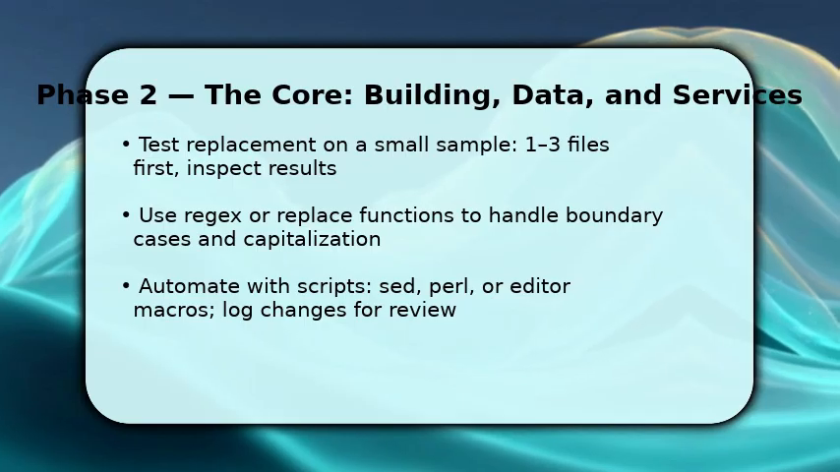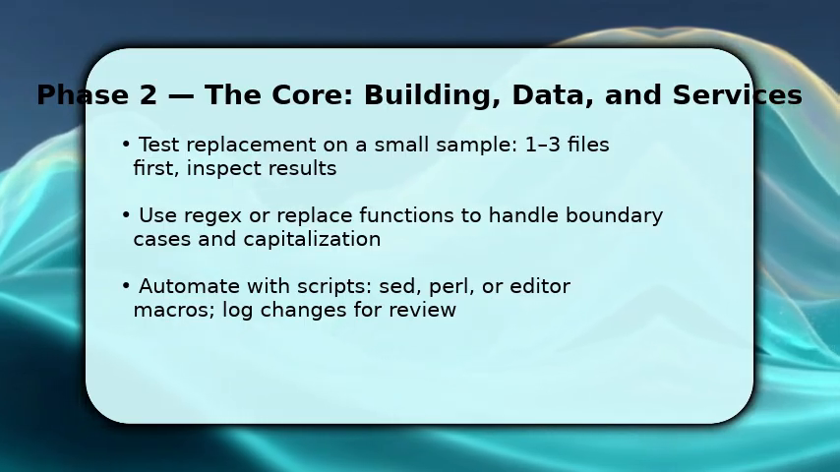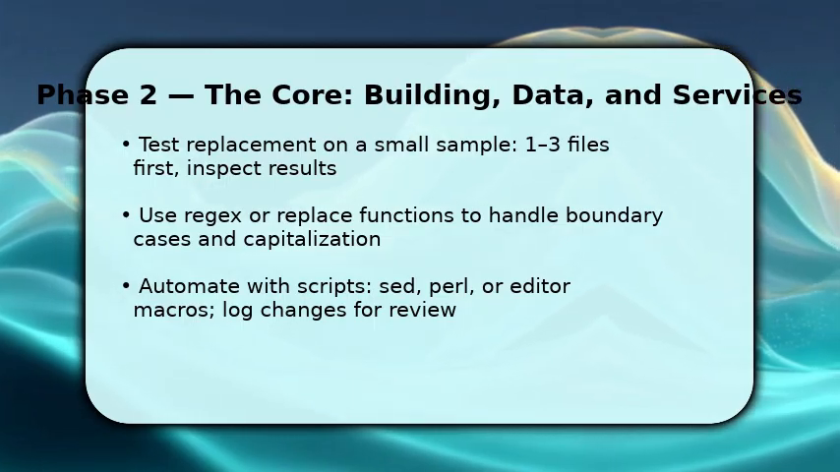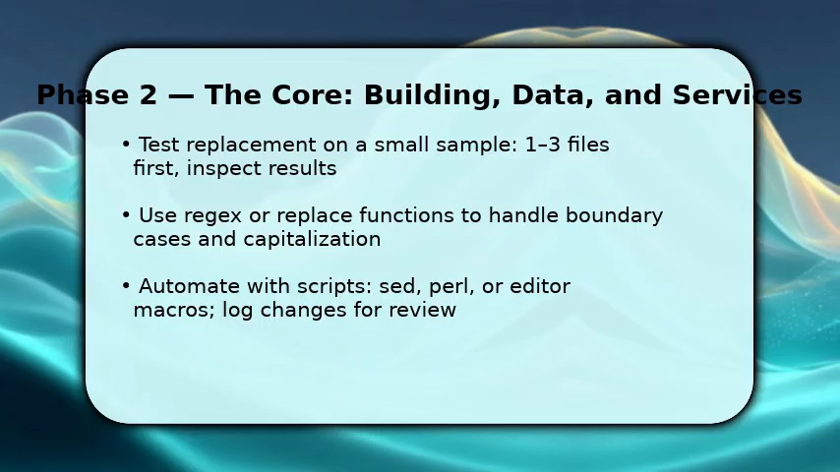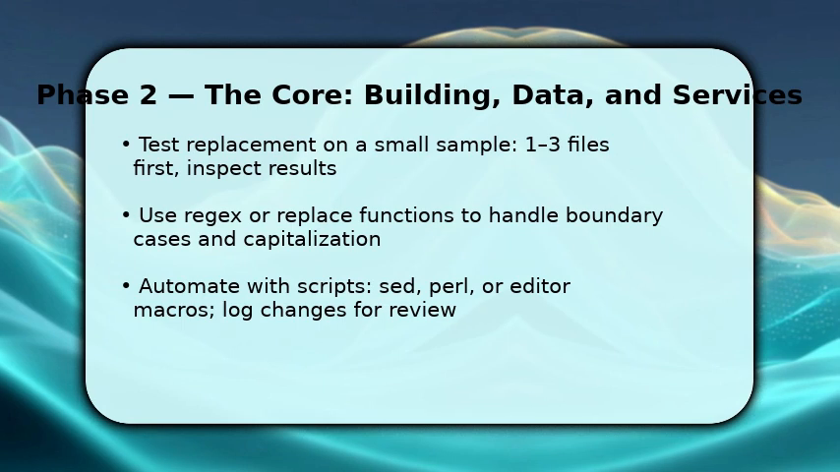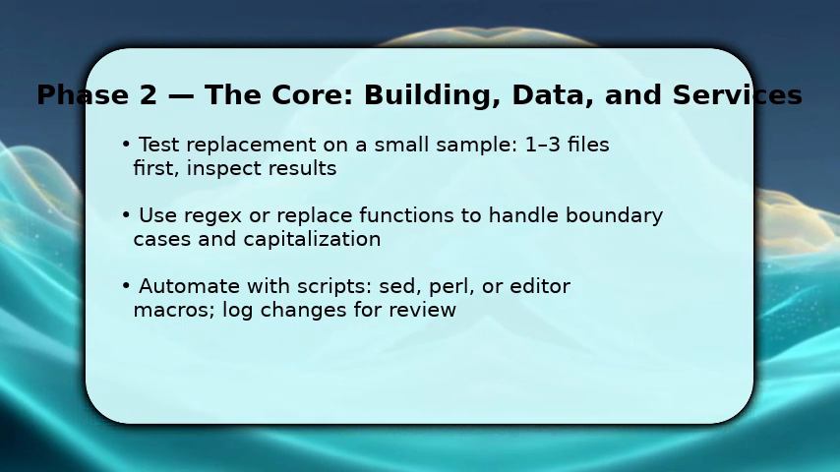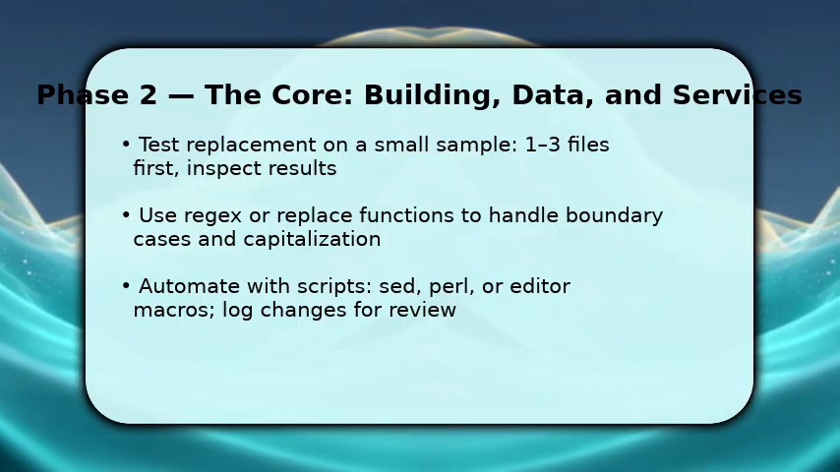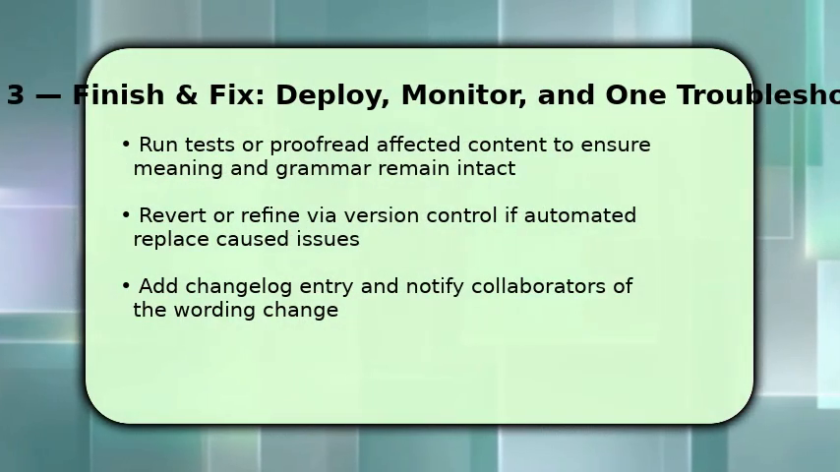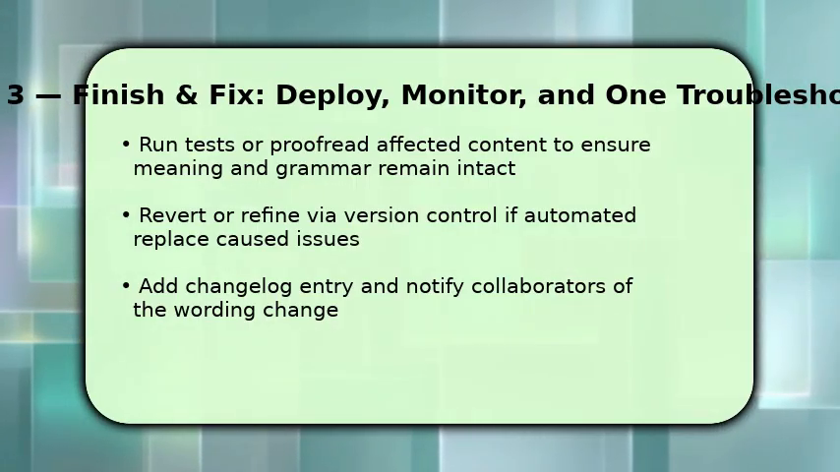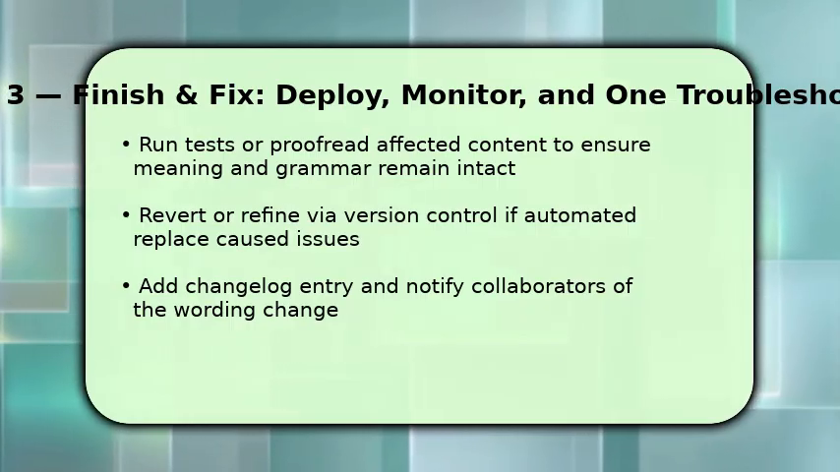Once validated, run a scripted replace. Sed, Perl, or an IDE's batch replace, and preserve capitalization rules if required. Make sure to log every file changed and include a brief commit message, because this documentation makes review and possible rollbacks straightforward. Finish by validating every changed file, run tests, build the project, or proofread content to confirm the new wording fits context and grammar.